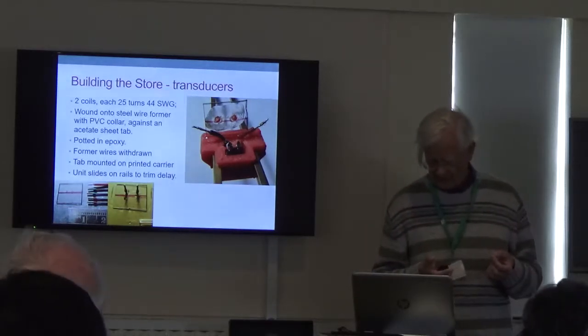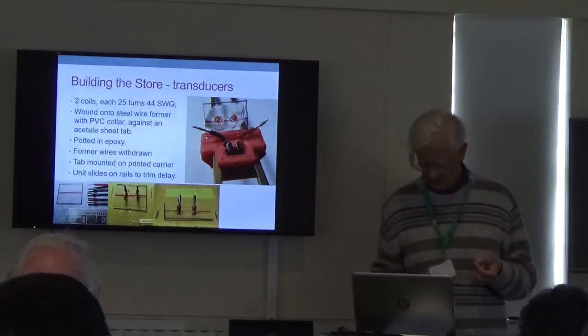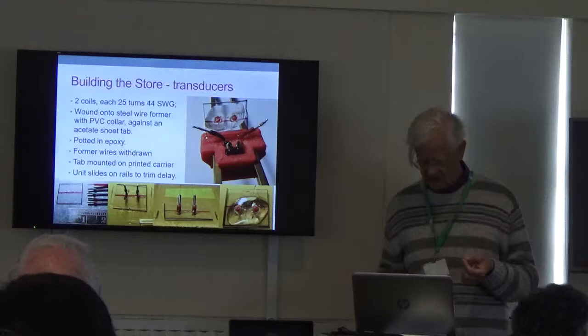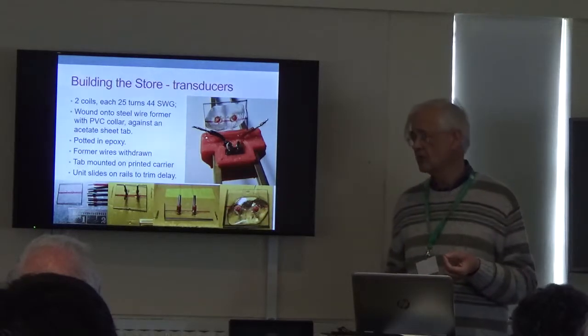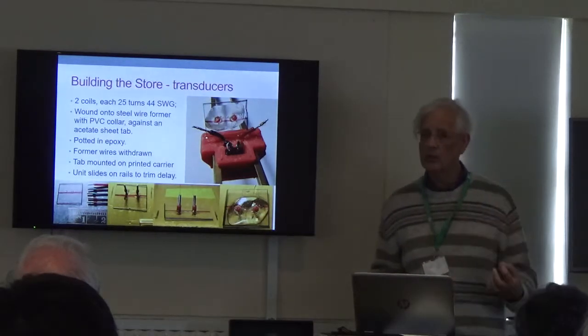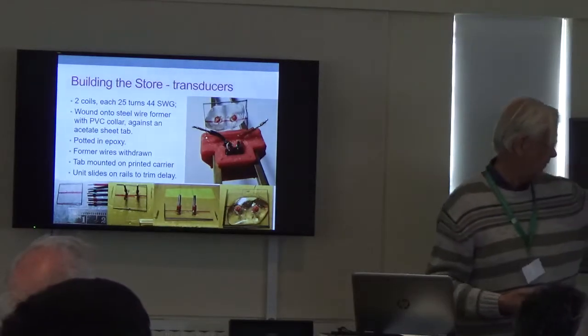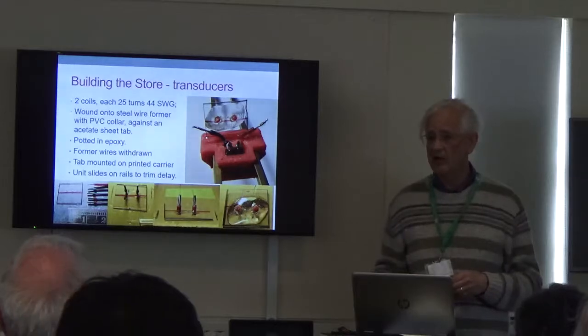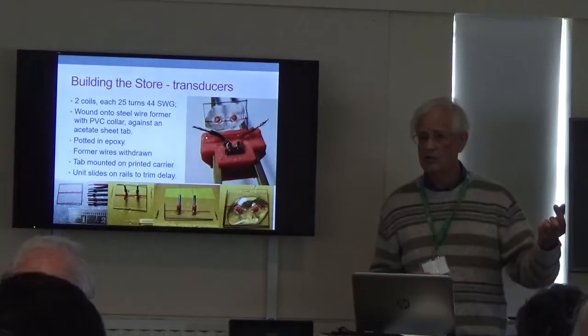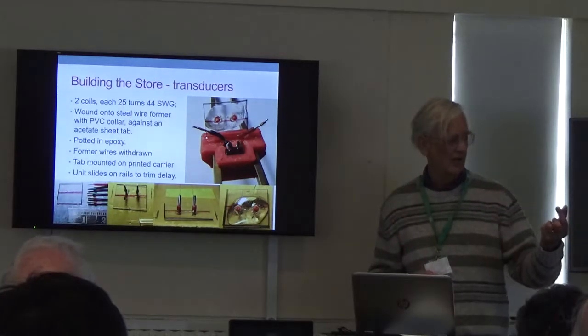Having done that, you pop the whole thing in epoxy, so that's the round coils, that's the coils with a blob of epoxy over them. Then you pull the steel wires out, mount this tab onto a printed plastic carrier, which then sits on a pair of rails, and you can move it backwards and forwards to adjust the overall length.